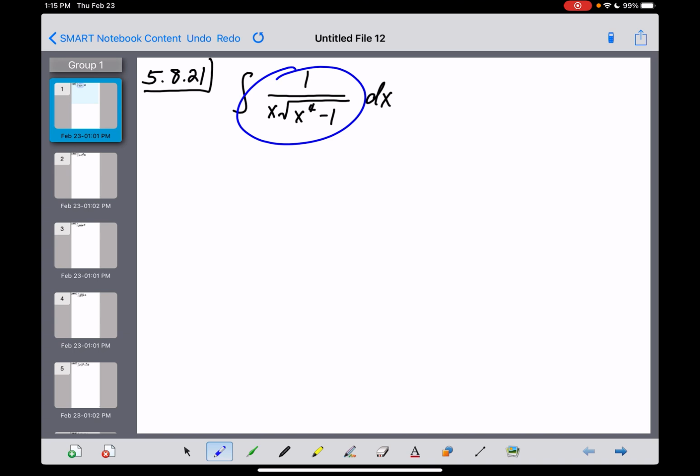inverse secant. And if you remember, the derivative of inverse secant would be 1 over the absolute value of u times the square root of u squared minus 1, and then times a du dx at the end of all that. That's not exactly what we're looking at, but I think close enough that we can make this fit.